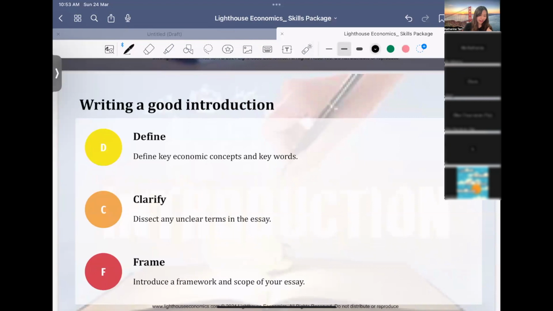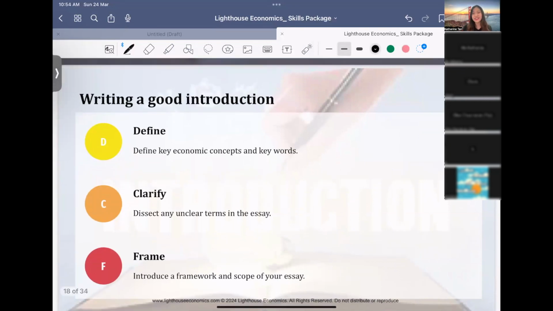The reason why the introduction is so important is because if you write an introduction very, very well, it's possible that the examiner will just breeze through or skip the rest of the essay and just give you the mark. Why? Because your introduction is supposed to signal to the examiner, I understand the question and these are the points that I'm going to write.